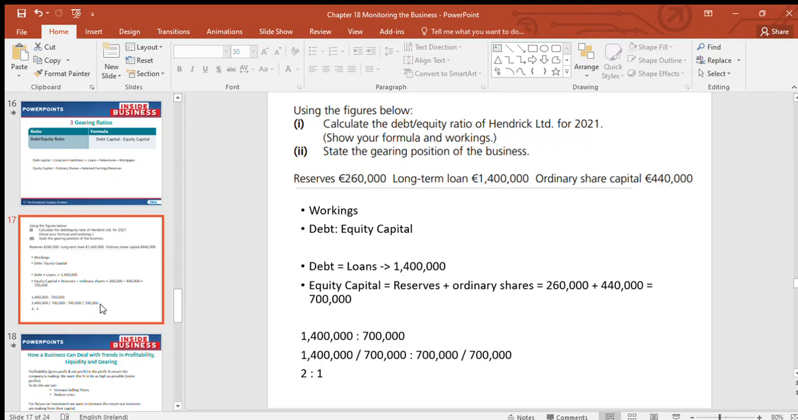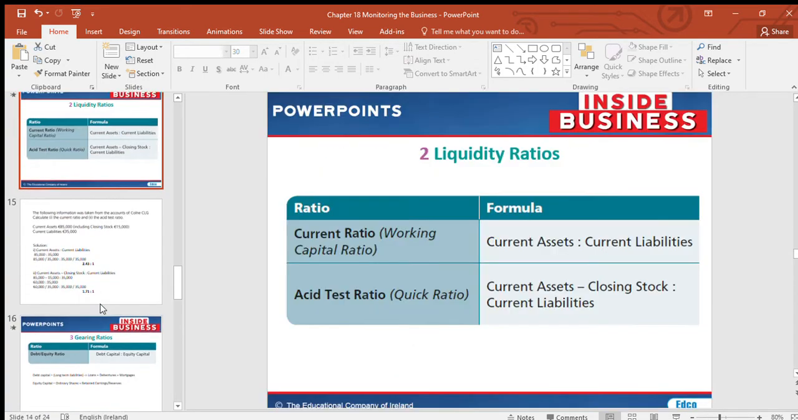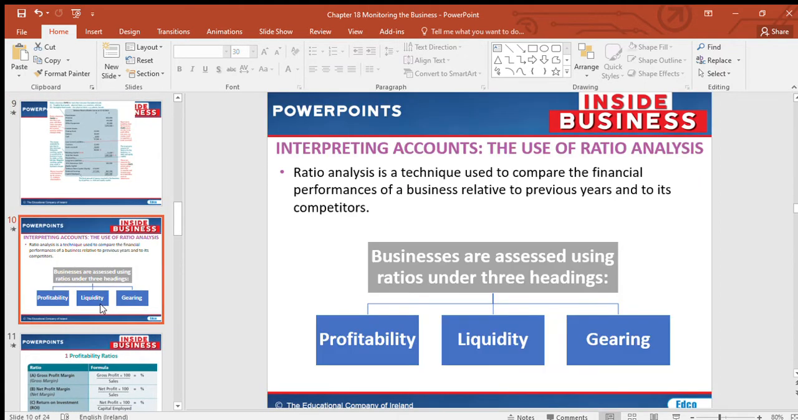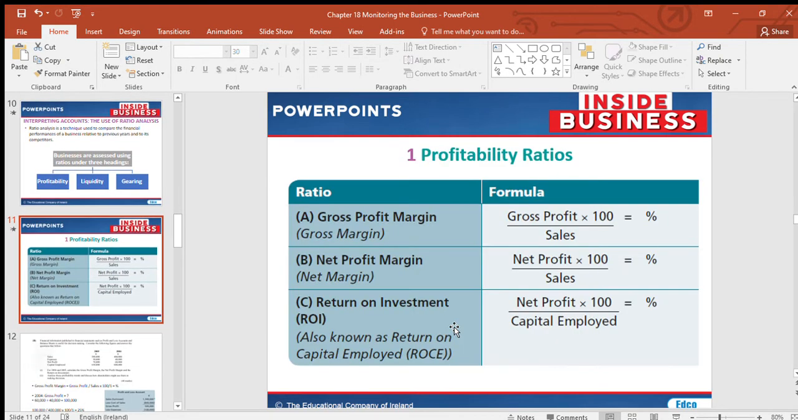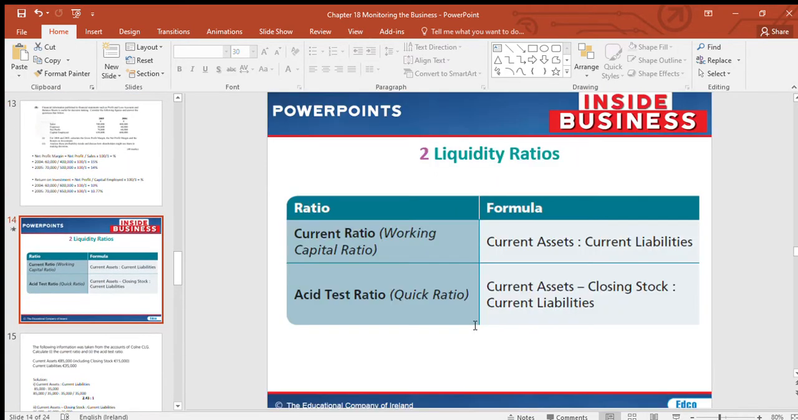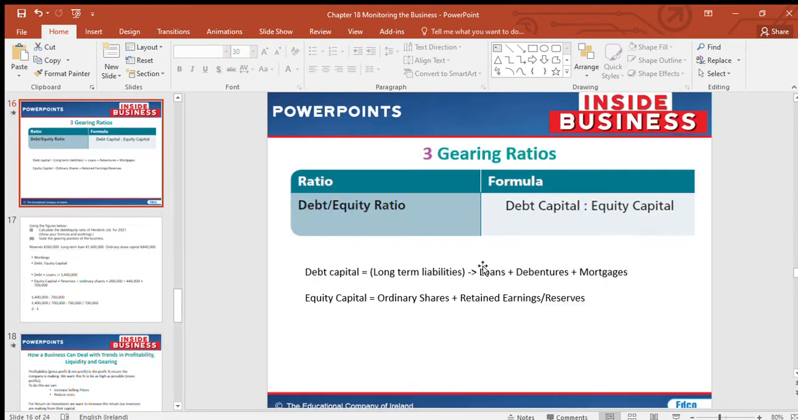For today's class, we're focused on analyzing our ratios. Just to quickly bring you back, we looked at ratios under three headings: profitability, liquidity, and gearing. There were three different formulas for profitability: gross profit, net profit, and then return on investment. Two for liquidity, current ratio and acid test ratio, and then one for gearing, debt to equity.